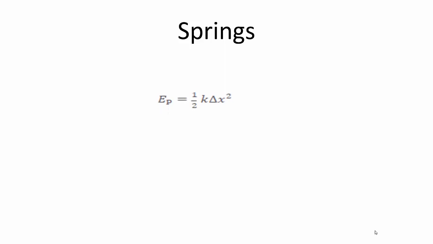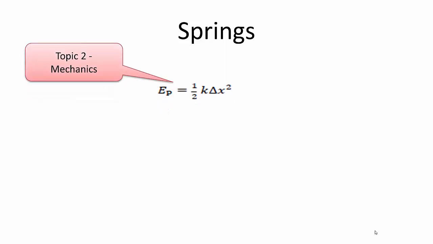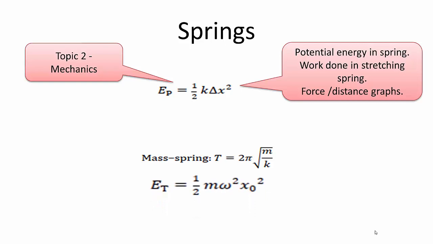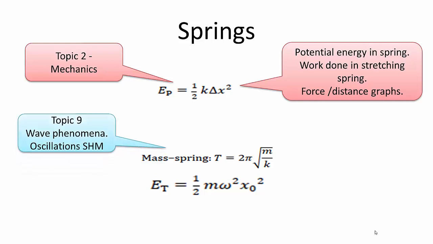We need to look at springs for the second time, this time in a higher level context. Before, you looked at the energy of springs in mechanics, the potential work done and the force distance graphs. This time we're looking at the mass spring oscillating system, its time period and the energy that it has, and this is in topic 9.